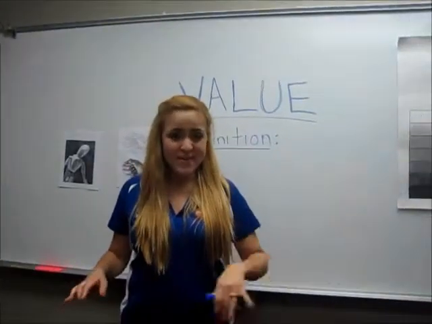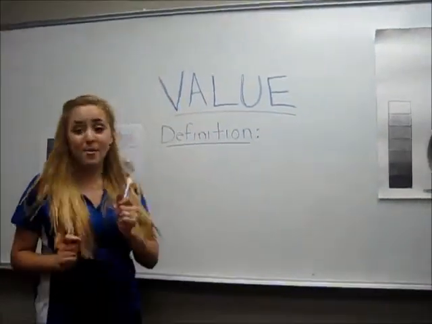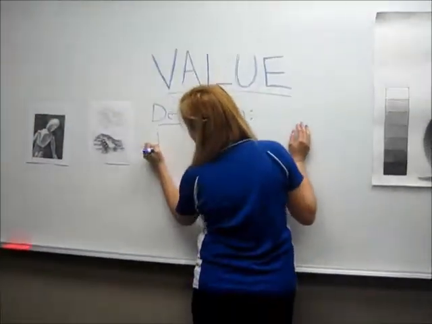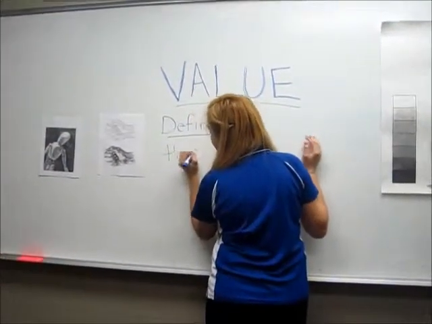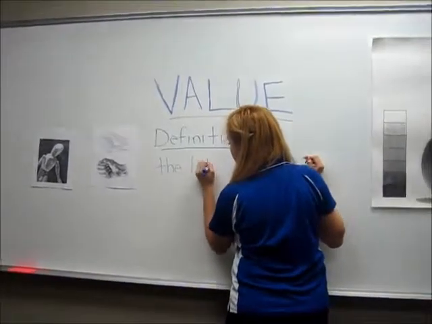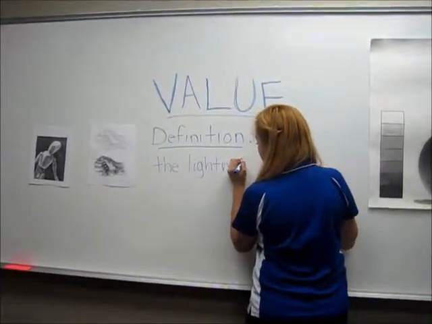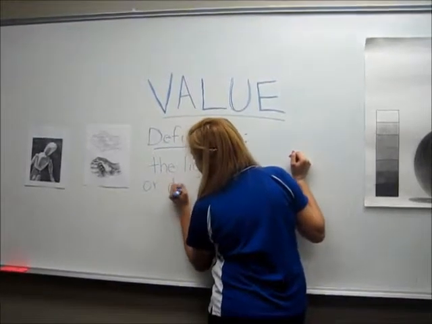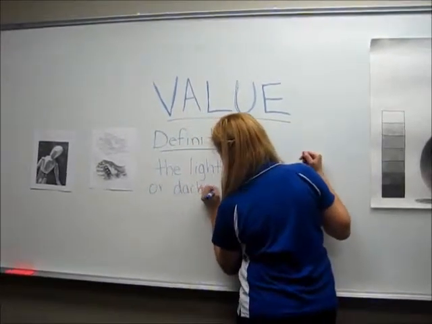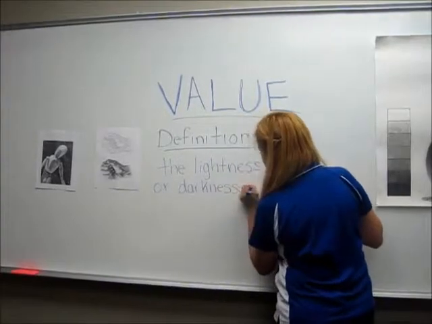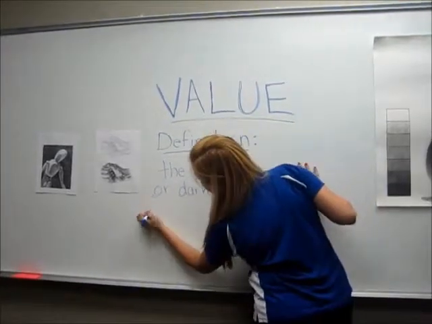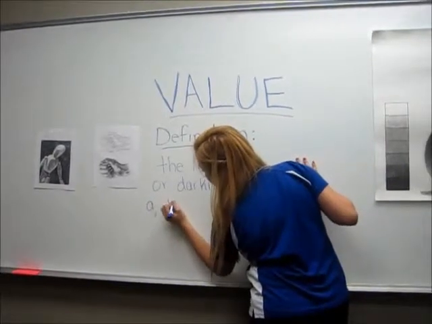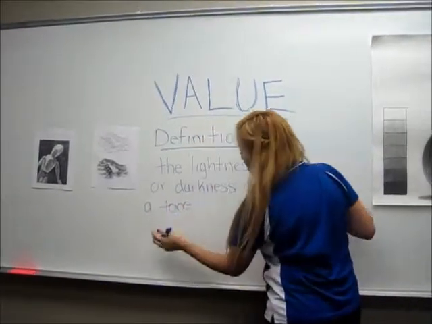Well, that's value. But now let's write down the proper definition. So value is the lightness or darkness of a tone or color.